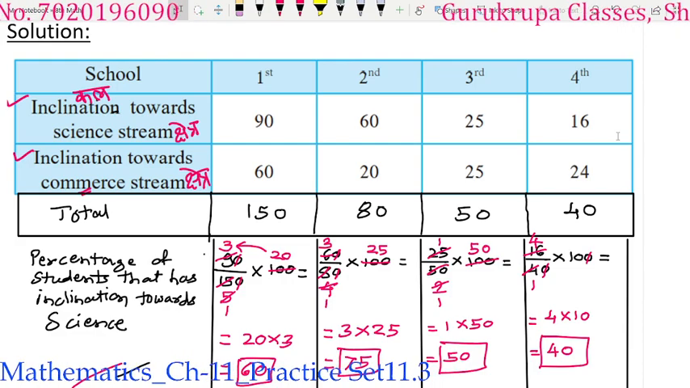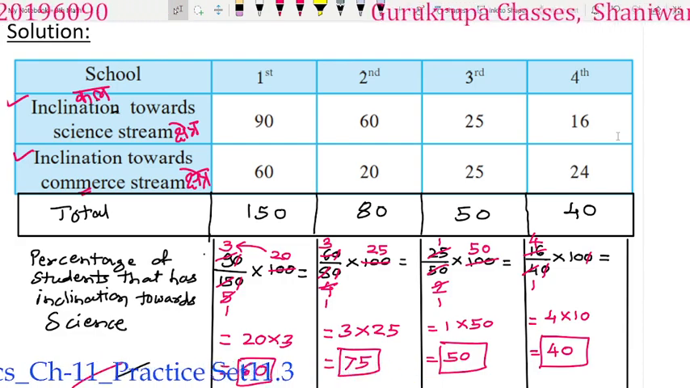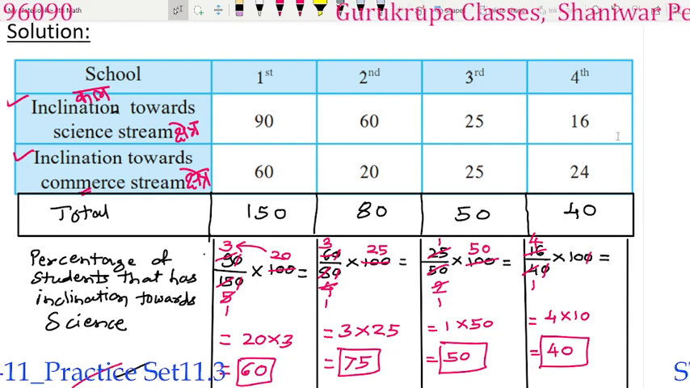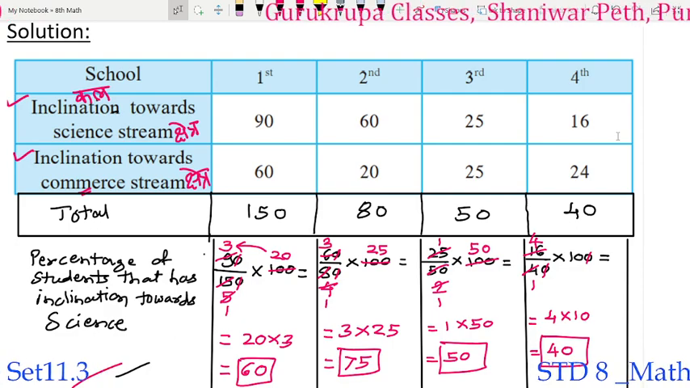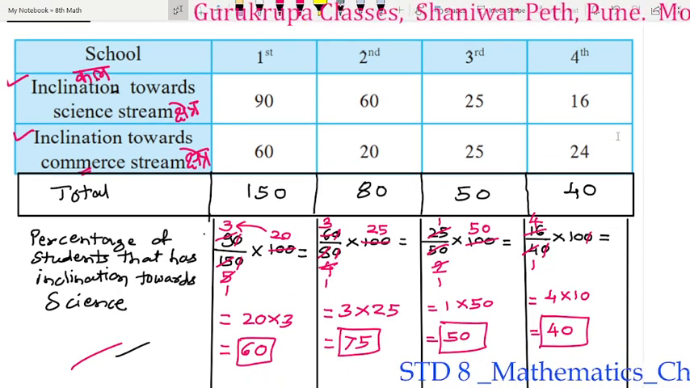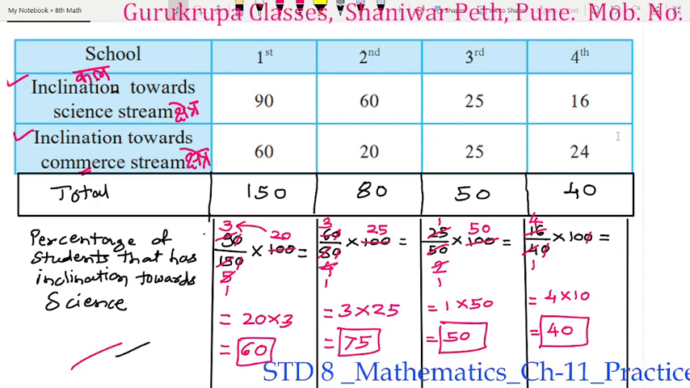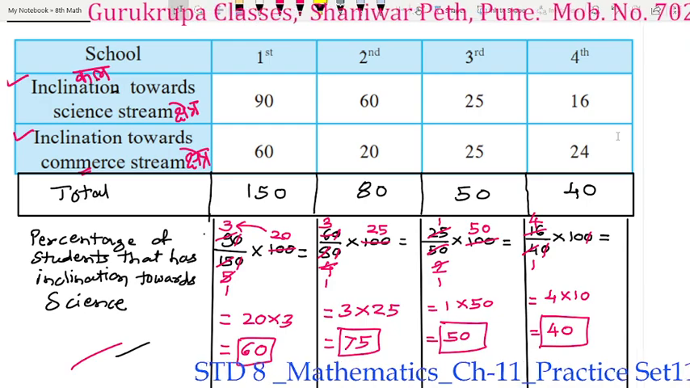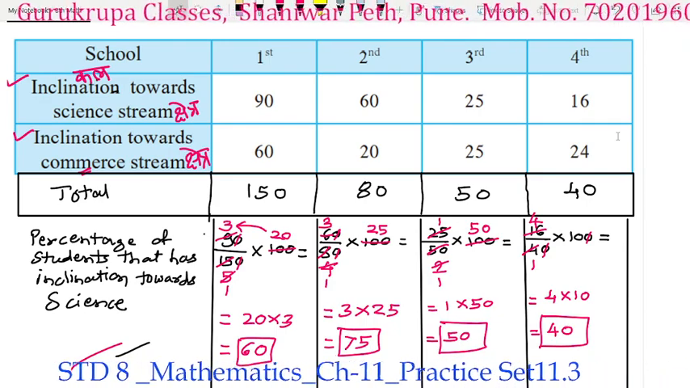So we take only that number, 90 upon 150, 50 upon 50 for second school, for third school 25 upon 50 and fourth school 60 upon 40. Then multiply each ratio by 100. We get the percentage of the students that have inclination towards that. The height of the one part is obtained by us: 60, 75, 50, 40.